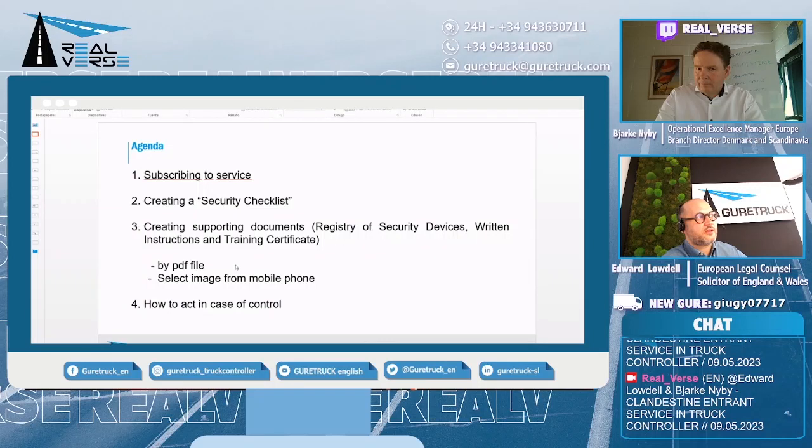Next, we're going to be looking at creating the supporting documents. So the security checklist is one of 4 documents we have. We also have a register of security devices, written instructions, and a training certificate. These can be uploaded to truckcontroller.com by PDF. And we're also going to show you how you can do this from your mobile phone. And then lastly, we're going to be talking about how to act in case of control.